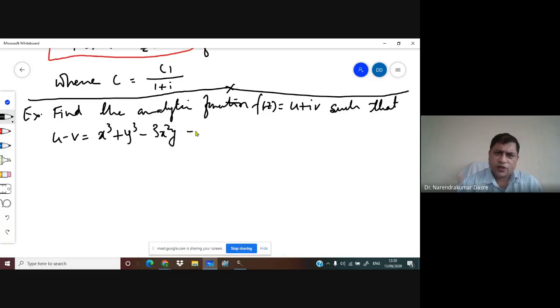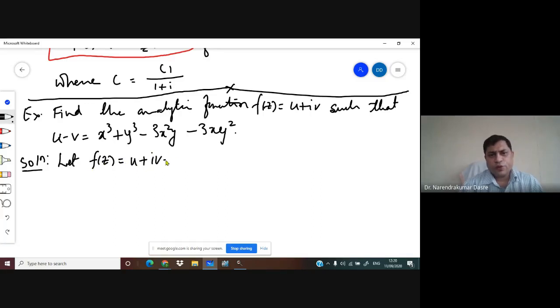So we can write, this is the required analytic function, where c is equal to c1 upon 1 plus i. So that's what we got, the analytic function for this problem.